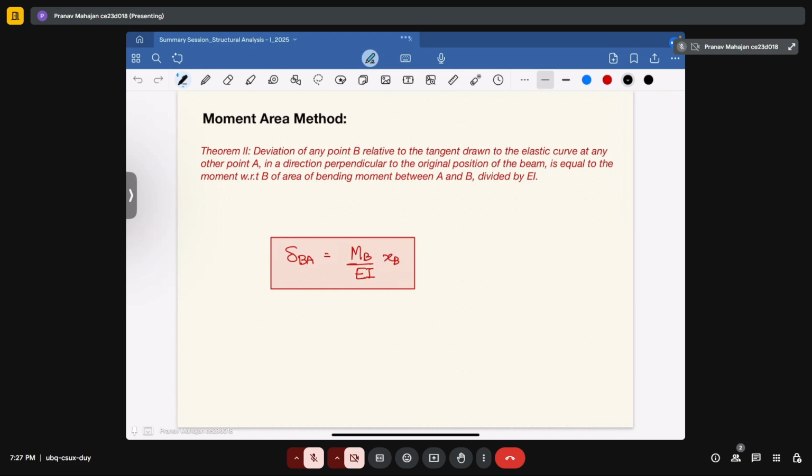So when you are calculating the area of the bending moment diagram, you will get only the slope. But when you are calculating the moment of the area of the bending moment diagram between two particular points, it will give you the deflection at that particular point. So this is what the moment area method tells you.